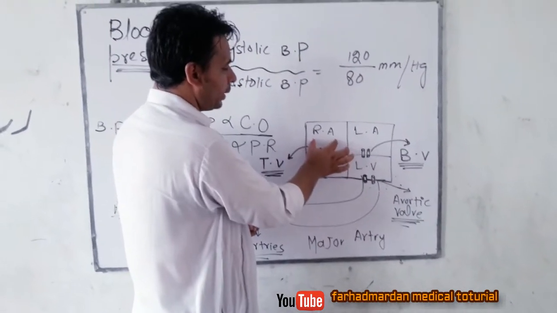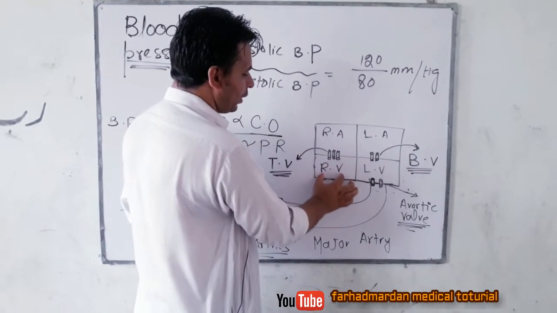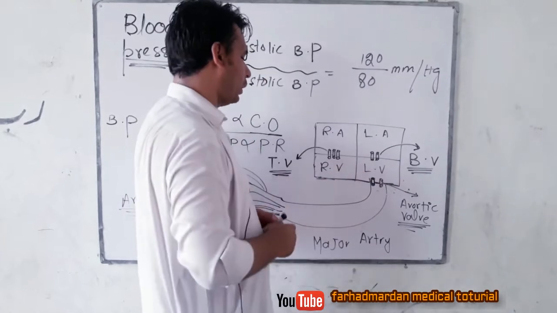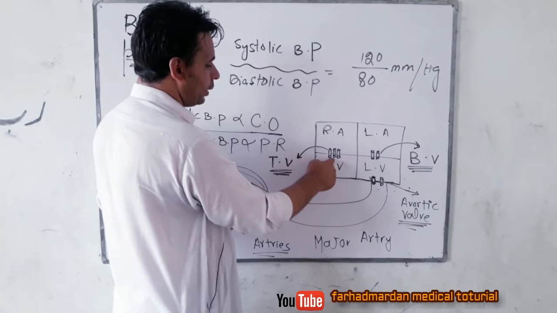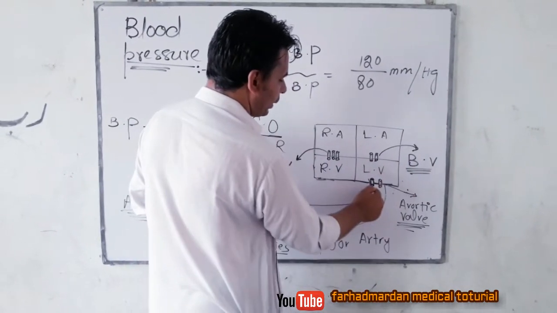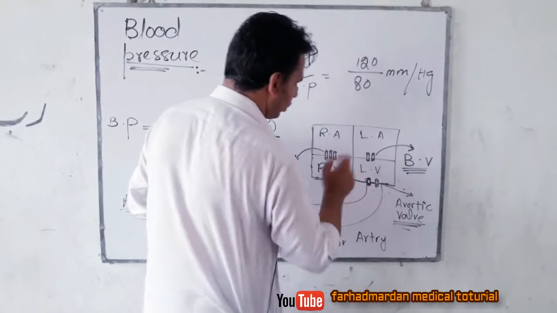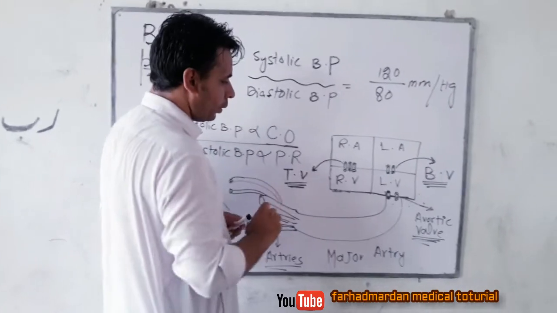This is your right atrium of your heart, this is your left atrium, this is your right ventricle, and this is your left ventricle of your heart. And this is your tricuspid valve, and this is your bicuspid valve, and this is the aortic valve. Okay, so I will explain the question which I told you.